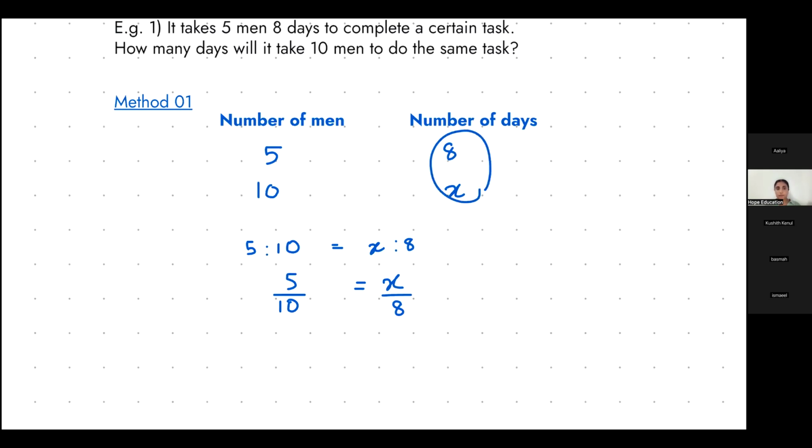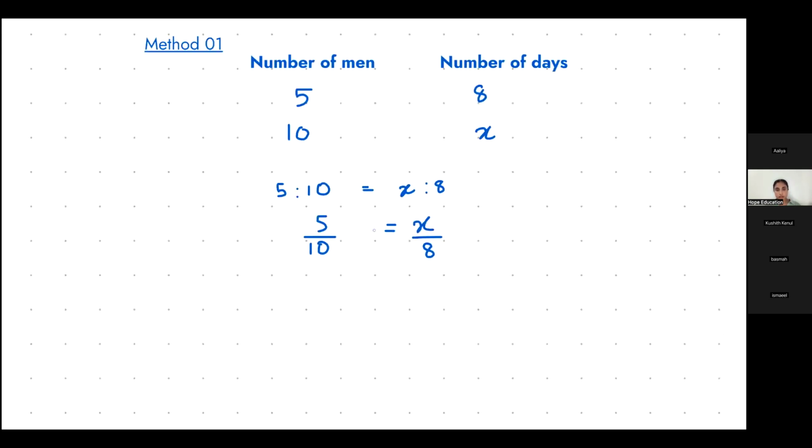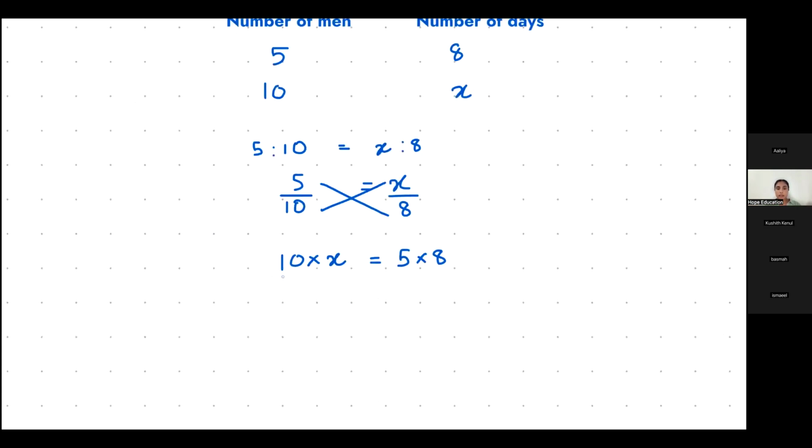This is x/8. Then we do cross multiplication. So we have 10 multiplied by x equals, on this side, 5 multiplied by 8. When we have two fractions separated by an equal sign, we can do cross multiplication. දෙපැත්තට cross එකක් විදිහට multiply කරන්න පුළුවන්. 5 you can multiply by 8. 10 you can multiply by x. Then we divide both sides by 10.